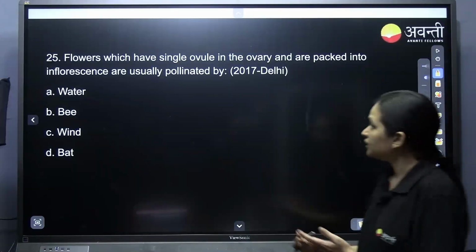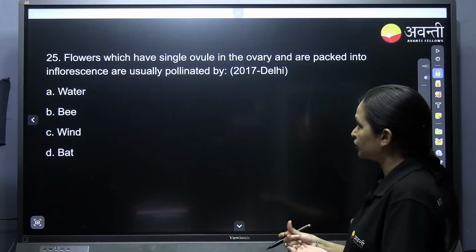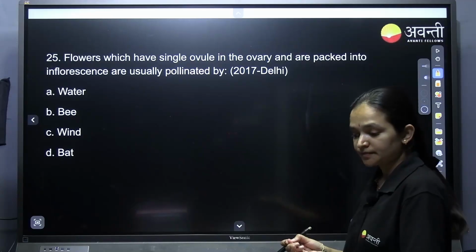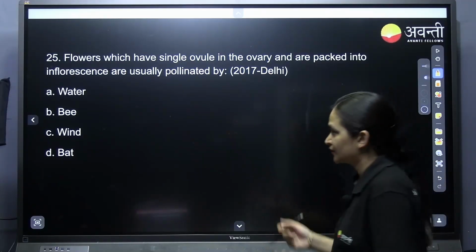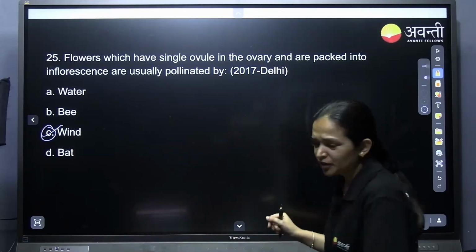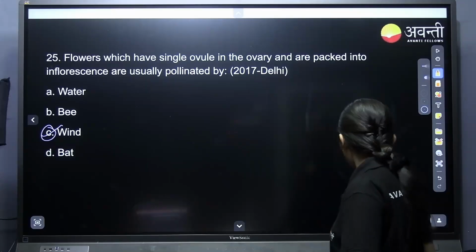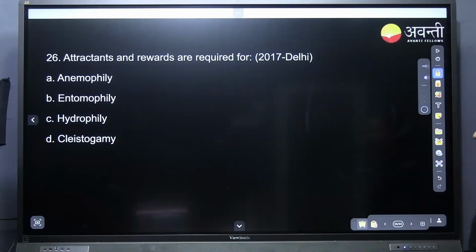Flowers which have a single ovule in the ovary and are packed into inflorescence are usually pollinated by wind. You see how they have asked the same questions so many times, going around in circles. It is like many times they have asked.